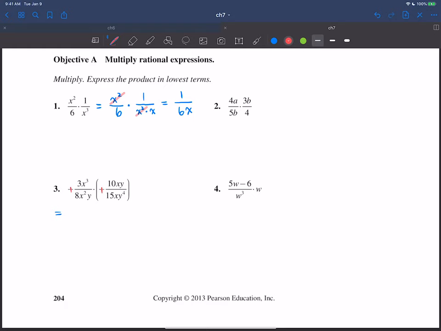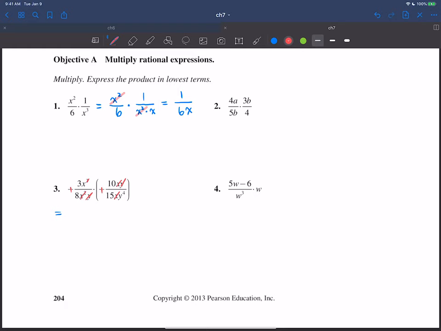For the top, I can cross out, let's see, this x with this x right here. I could cross out this y with this y right here. And then I can also cross out x cubed with x. So this time I'm going to cross out x squared first, because it has a lower power. When I cross out x cubed, I'm just going to cross out the 3, because I know that there is one more x left on the top.